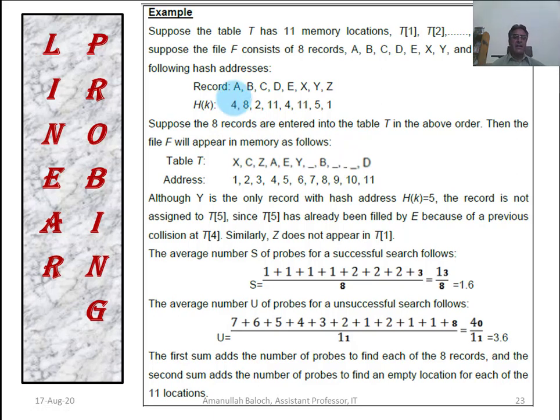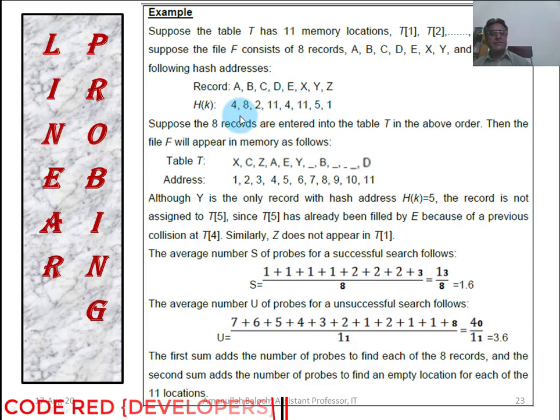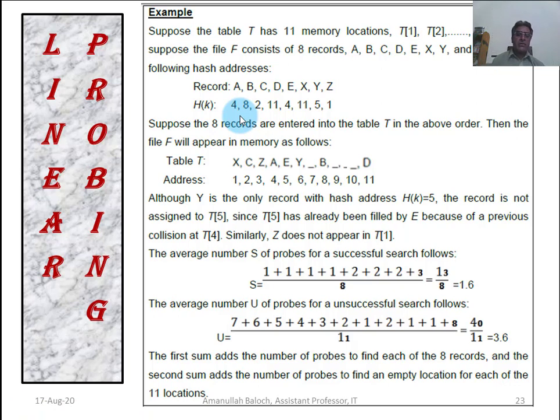There occur some collisions. The record A wants to store itself at memory location 4, or the hash address 4, and E also wants to store itself at location 4. Similarly, D wants to store itself at location 11, and X is also a candidate to store itself at location 11. So collisions may occur in many records. So how does linear probing resolve this?